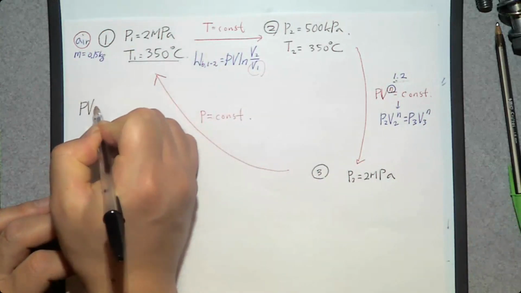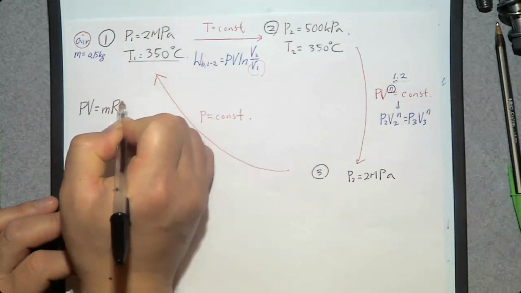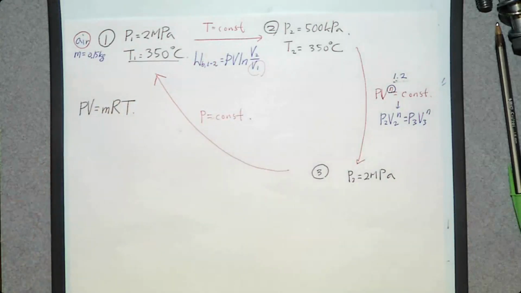PV is mRT, and how can we solve this? Can we use T1, T2, T3, and everything all together like a buffet? No, you need to select one state and then use only the properties at that state. So you can apply PV = mRT at state number 1, at state number 2, or at state number 3, but you cannot mix them.